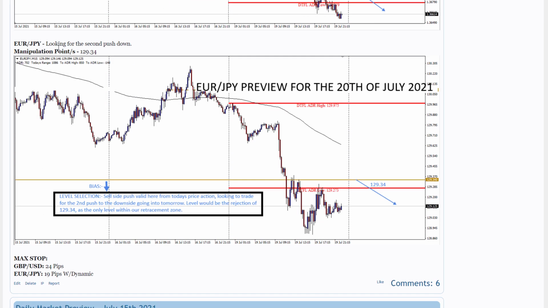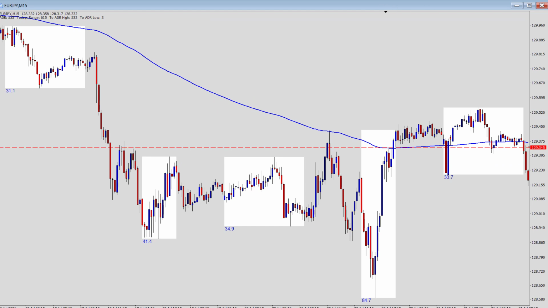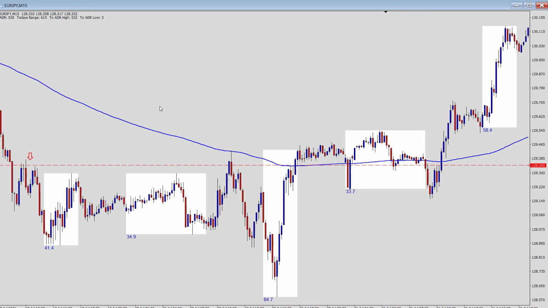We're looking at the euro yen, looking for a second push down, 129.34. What do we have out in 129.34 on the 20th? We go back to the chart. Here with the level, this is where the level was selected from. We come over to the European session. We get the break. We get a confirmation down.